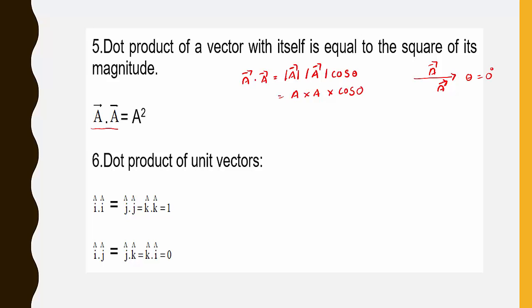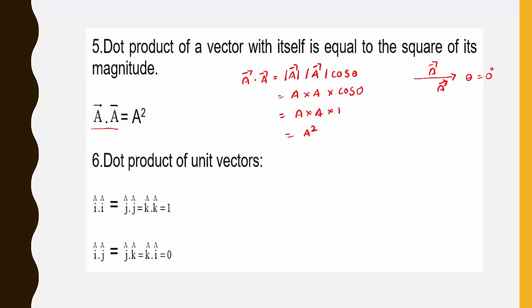So cos 0 is how much? 1. So the equation becomes A into 1. A into A is how much? A square. So when a vector is multiplied with itself, it is always equal to the square of its magnitude. Is it clear? Always remember, we will not get any negative sign.